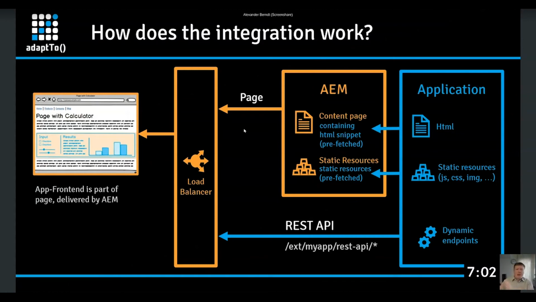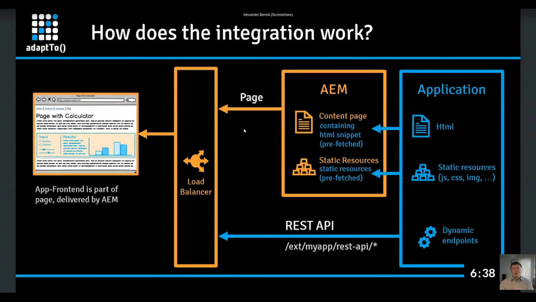For this framework, an application is always HTML. This can be somehow dynamic, or server-side rendered at least. Static resources that have to be static, and some dynamic endpoints, so it's like a REST API. That's the application. And what the framework does is some kind of prefetch, not as part of the page rendering, but already before.